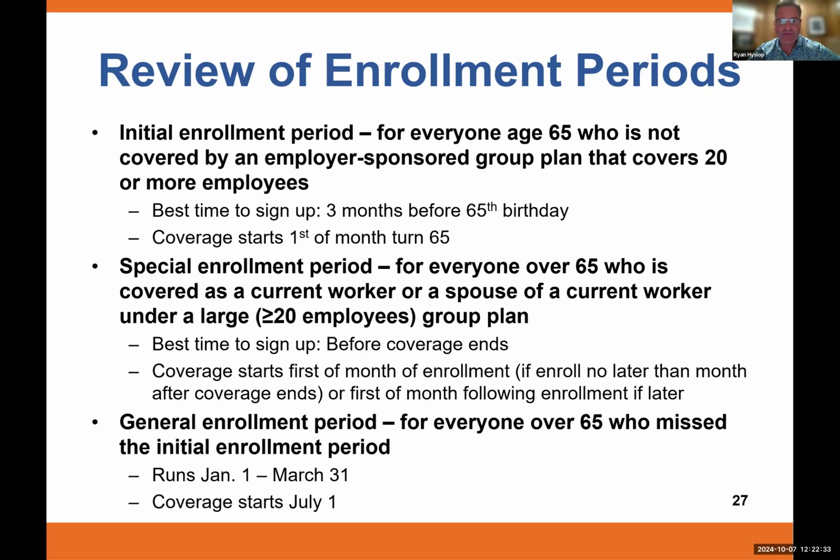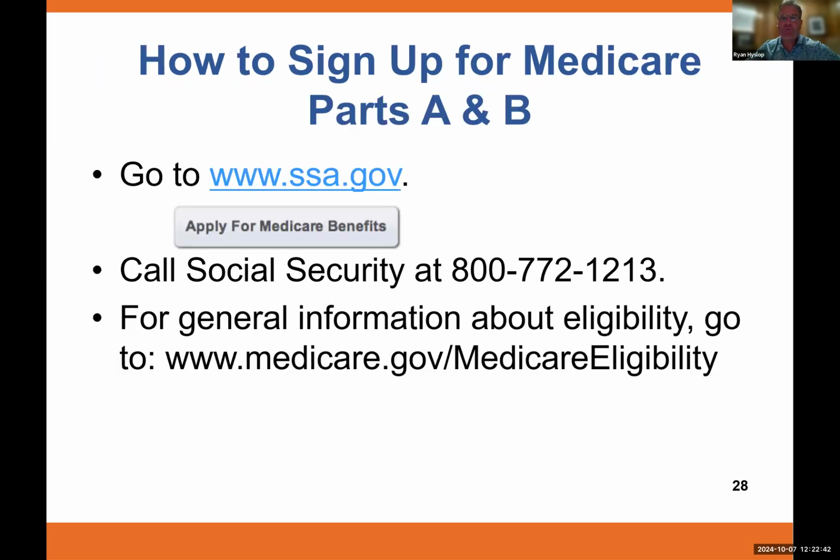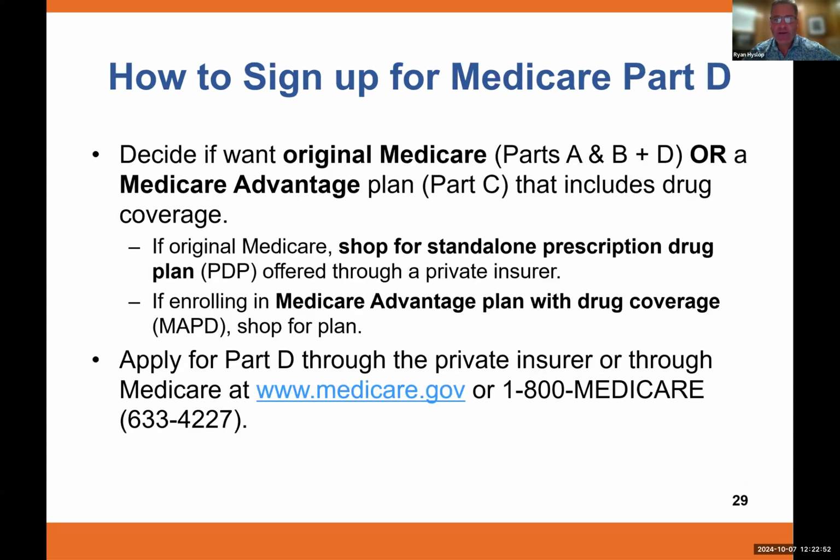Just a quick review: initial, special, and general enrollment. I went over that ad nauseam, so I'm not going to belabor the point there. Plus, this is a long presentation and I've got a lot to cover. How do you apply? Simply go to SSA.gov, push on that button, apply for Medicare benefits, or call SSA, or you can go to Medicare.gov. Simple enough.